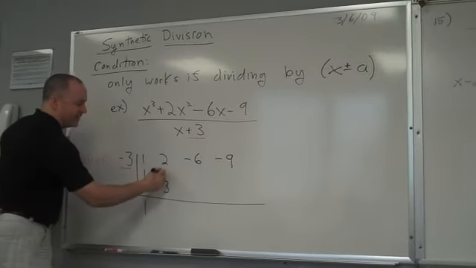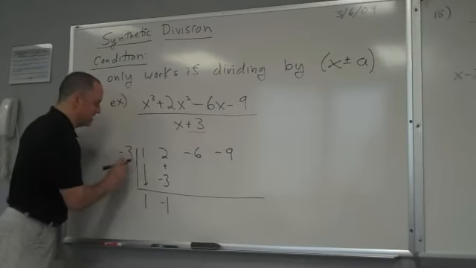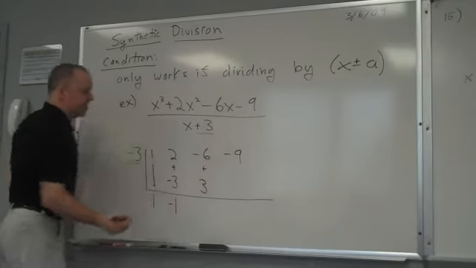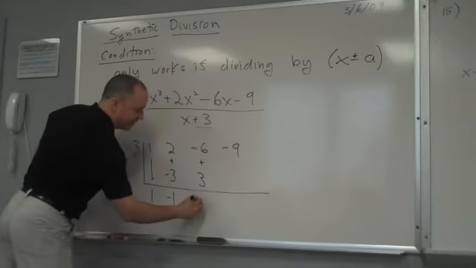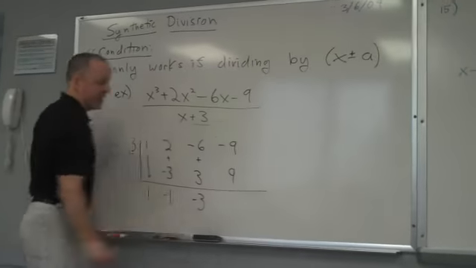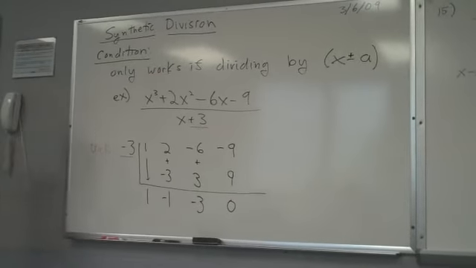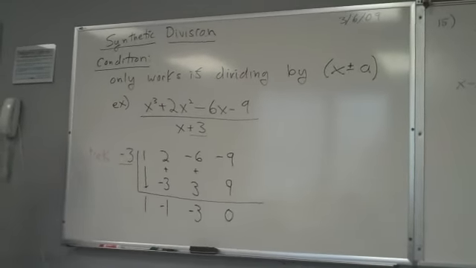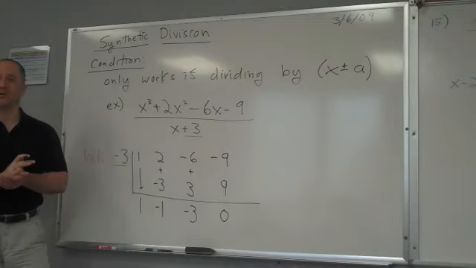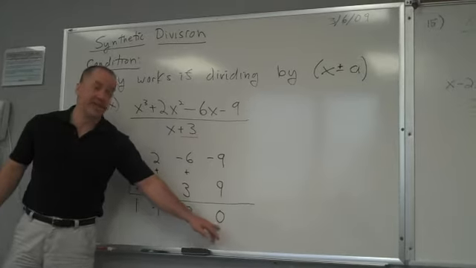Now we add 2 plus negative 3, and what do we get? Negative 1. What is negative 3 times negative 1? Positive 3. What is negative 6 plus positive 3? Negative 3. Negative 3 times negative 3? Positive 9. And what is our remainder? 0. Wait, why remainder? Good point. I'm jumping ahead, actually. It's at the end. For synthetic substitution, our answer would have been 0.